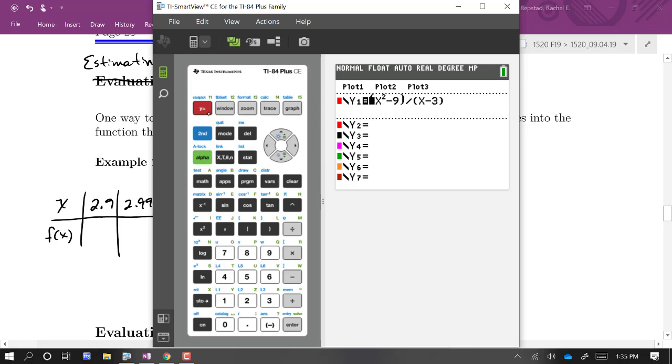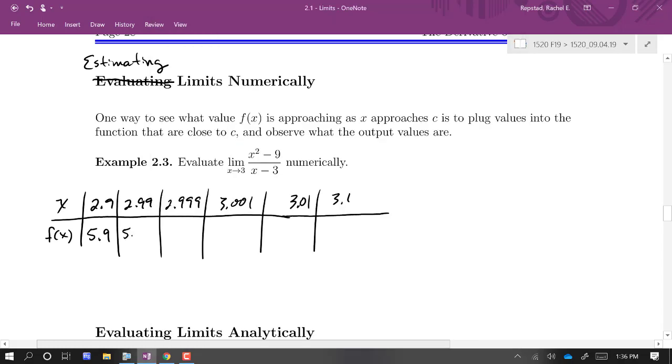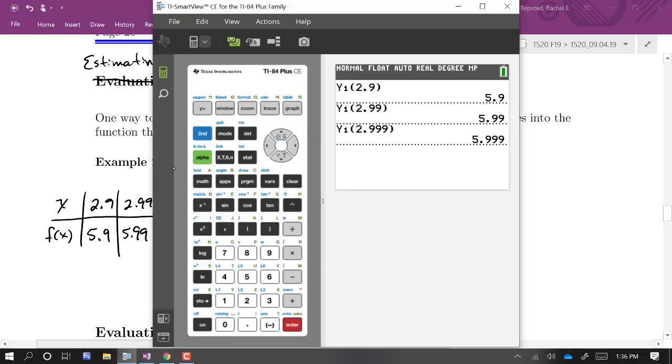So you have to keep going back each time to plug in a different number? Yeah, but also, once I've plugged this in, you can bring up the last thing you typed if you hit second enter. Above the enter key it says entry in either blue or yellow, depending on the model of your calculator, and it'll just repeat what you said, so then I can just go back in and do 2.99 and 2.999. So I've got 5.9, 5.99. Right. And then I can go in and do 3.1.